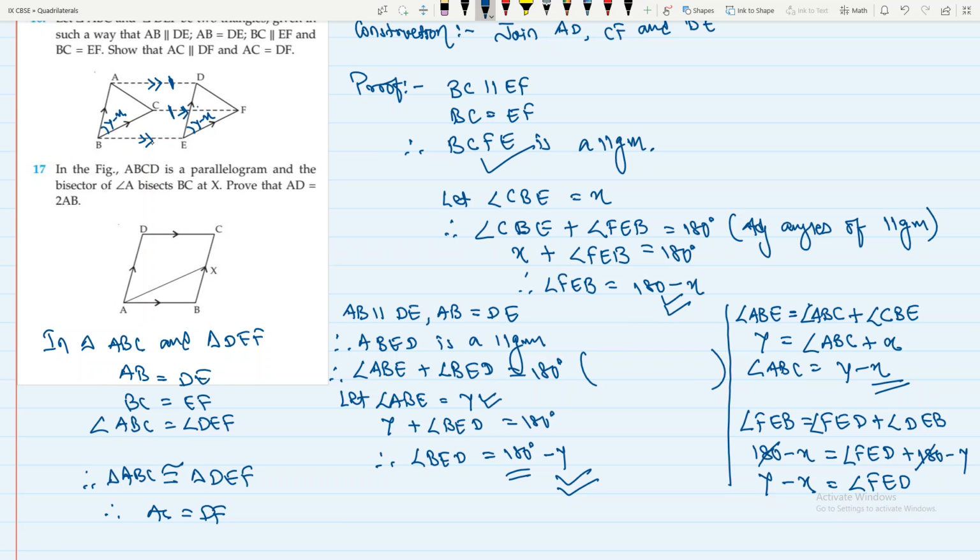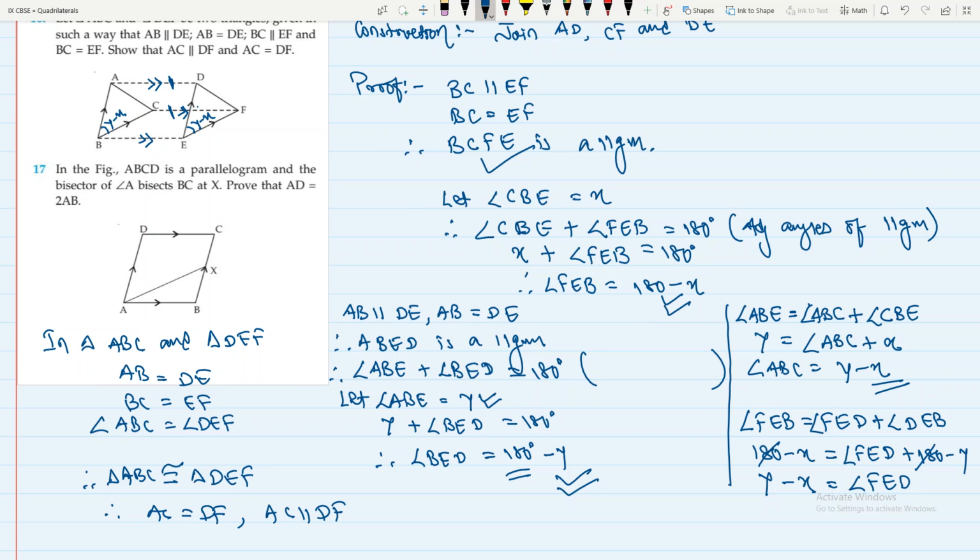इसलिए ADFC इज अ पैरेललोग्राम. एंड इसके लिए हम लोग बोल सकते हैं कि AC इज पैरेलल टू DF, ऑपोजिट साइड्स ऑफ पैरेललोग्राम. तो वो भी प्रूव हो जाएगा कि AC इज पैरेलल टू DF. 2-3 स्टेटमेंट और ज्यादा लिखने पड़ेंगे उसके लिए, बट दिस इज द मेथड.